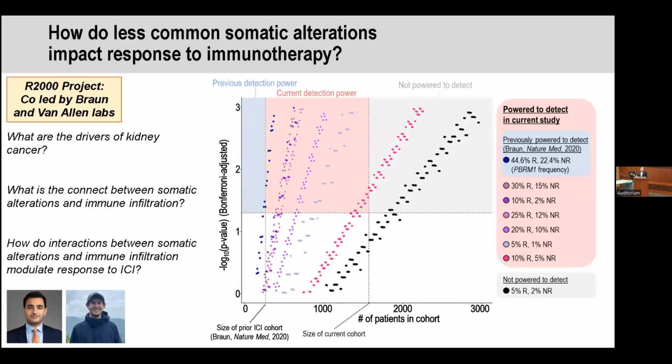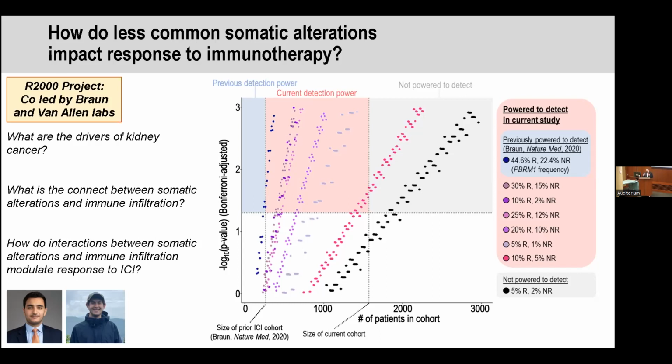What are the long tail of mutations? We know the most common mutations from TCGA, but what are the long tail of driver mutations in kidney cancer? Do those fall within common pathways that might actually lead us to better understand kidney cancer biology? What is the connection between the somatic alterations and immune infiltration?